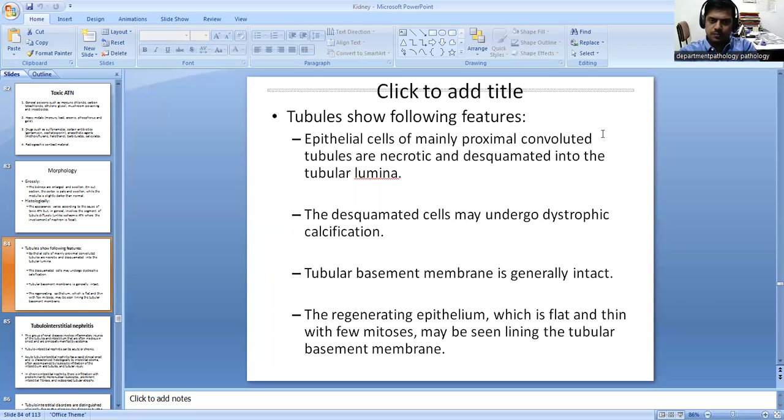Epithelial cells of mainly proximal convoluted tubules are necrotic and desquamated into the tubular lumina. The desquamated cells may undergo dystrophic calcification. Tubular basement membrane is generally intact. The regenerating epithelium, which is flat and thin with few mitoses, may be seen lining the tubular basement membrane.